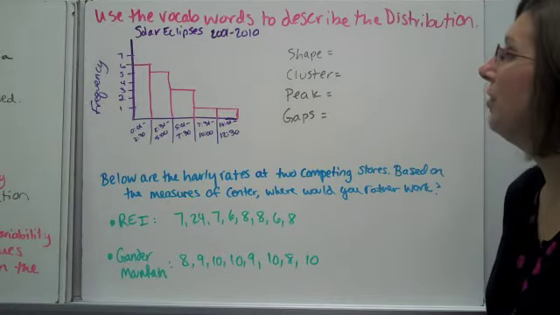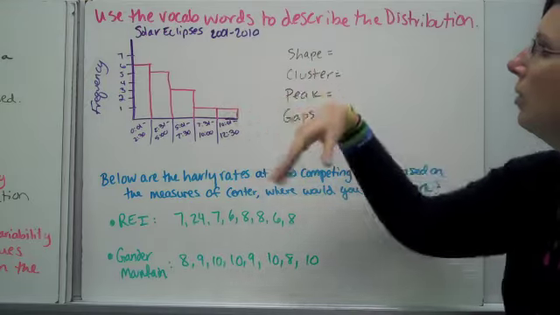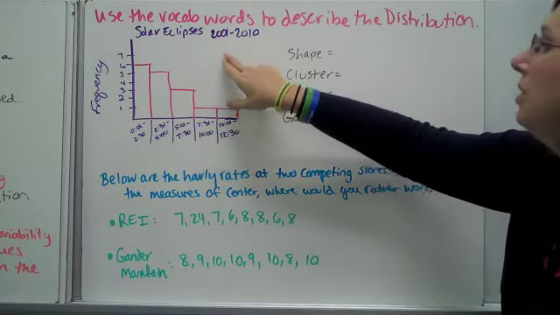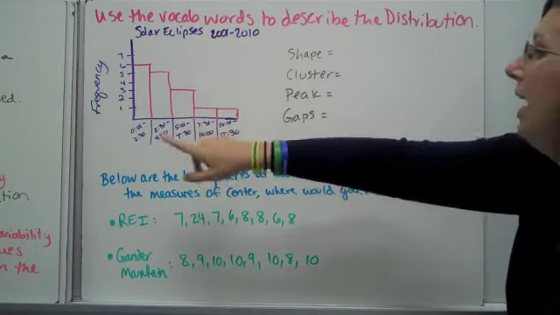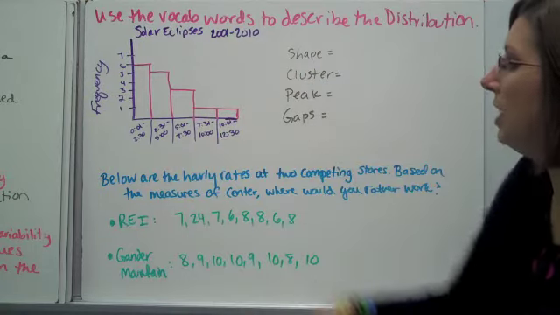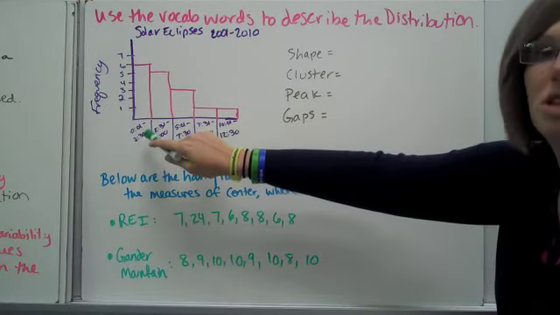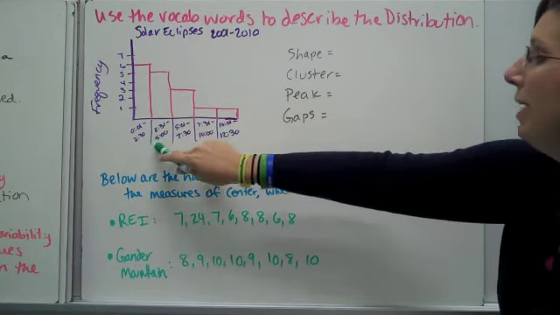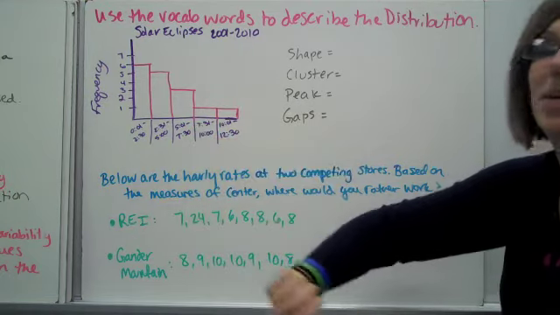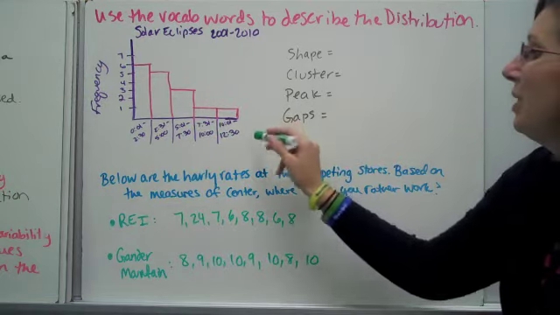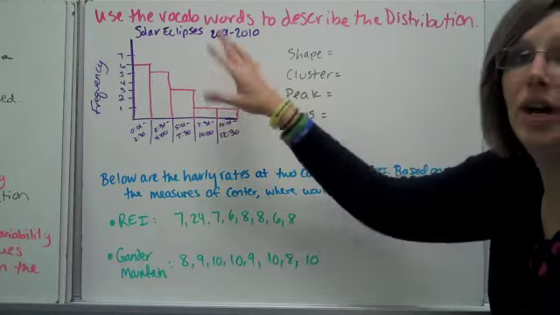Okay, we have another graph here, and we're using these vocab words to describe the distribution. We're looking at solar eclipses between 2001 and 2010, and it looks like down here we have times: 1 second to 2 minutes and 30 seconds, 2 minutes and 31 seconds to 5 minutes, 5 minutes and 1 second to 7 minutes and 30 seconds, 7 minutes 31 seconds to 10 minutes, and 10 minutes and 1 second to 12 minutes and 30 seconds. And just to review, this is called a histogram.